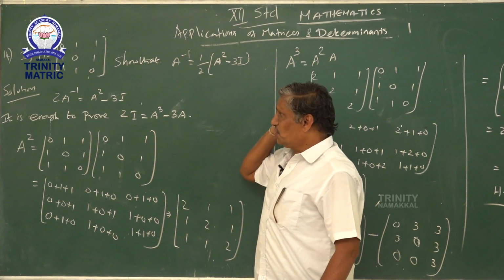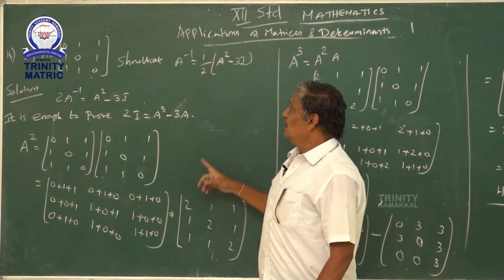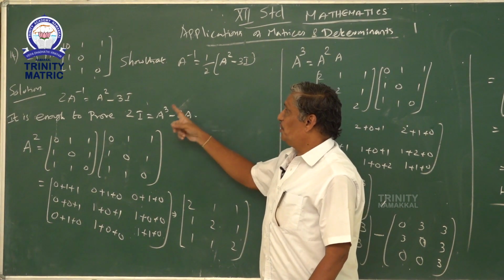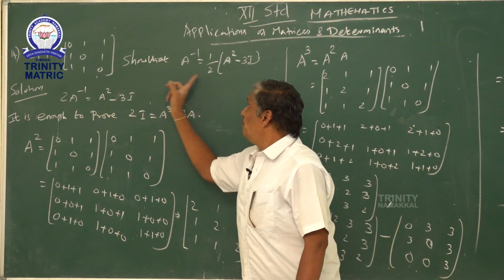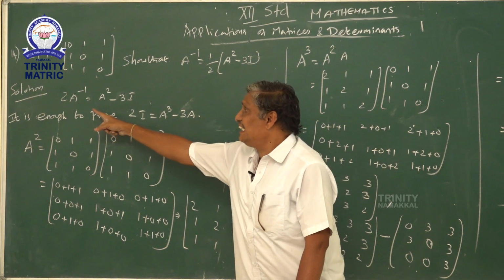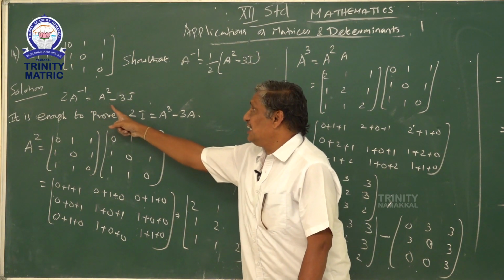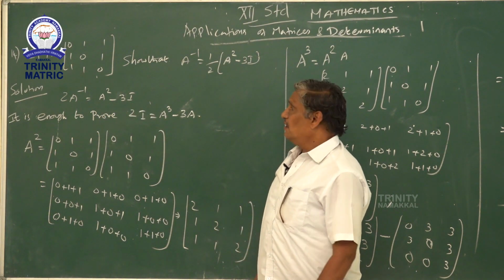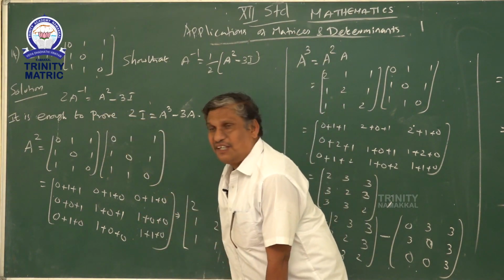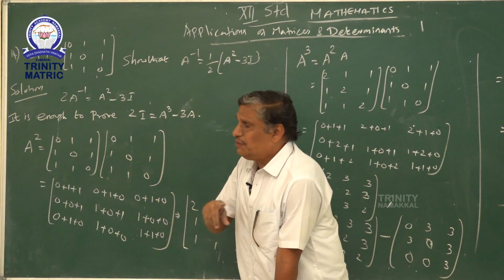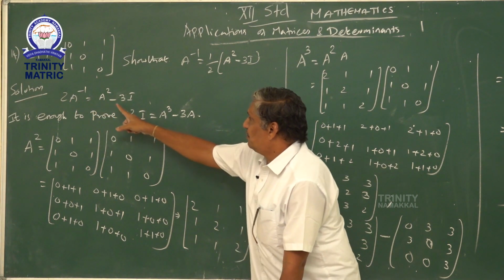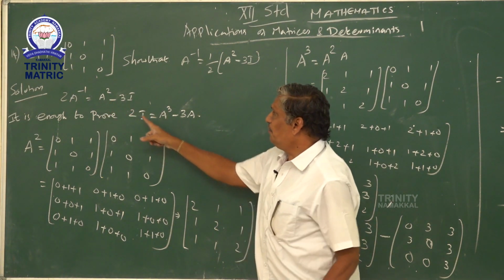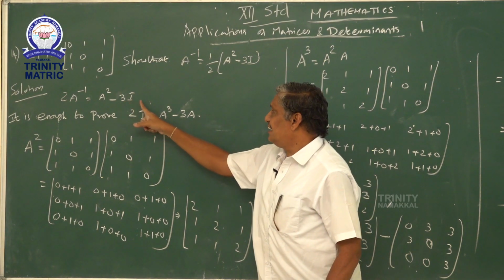Instead of that, there is one shortcut method, which I am adopting for you. Cross multiply, that is, multiply by 2 on both sides. So we get 2A inverse is equal to A square minus 3I. To remove that A inverse, we have to pre-multiply by A on both sides. So we get 2I is equal to A cube minus 3A into I, that is 3A.